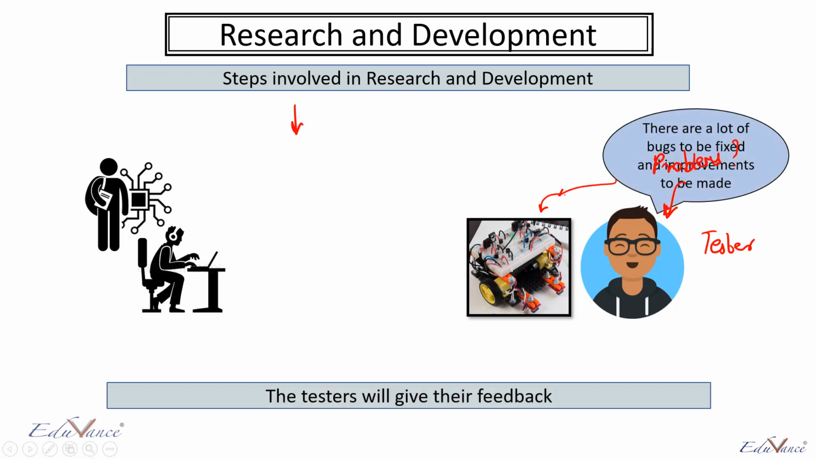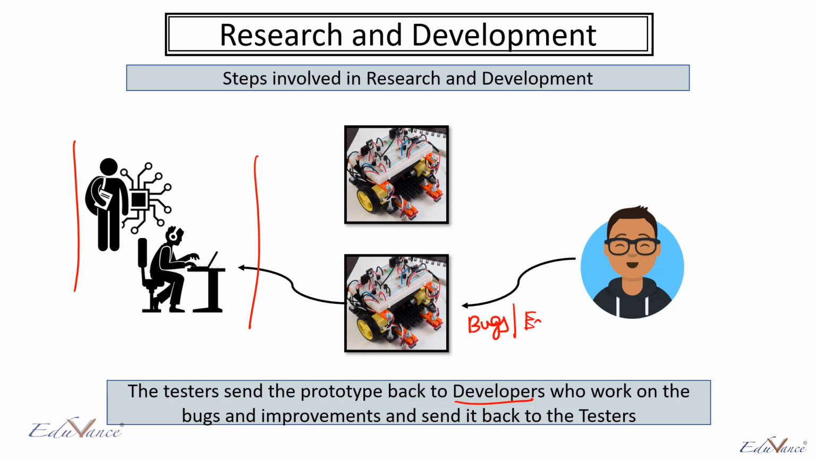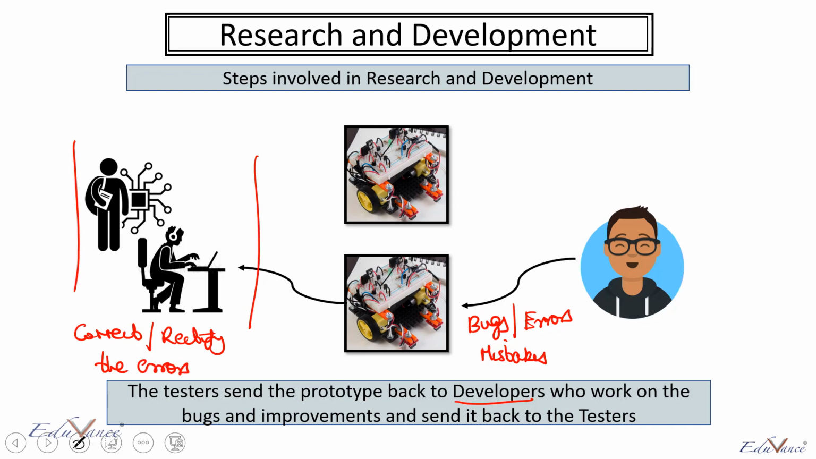In that case, then they will give their feedback. What these guys will do, they will send the prototype back to the developers. Developers are your engineers. So these guys will test the product, and if there are any bugs, means errors, if there are any errors or mistakes, they will send it back to the development team, and these engineers will then correct and rectify the errors and mistakes.